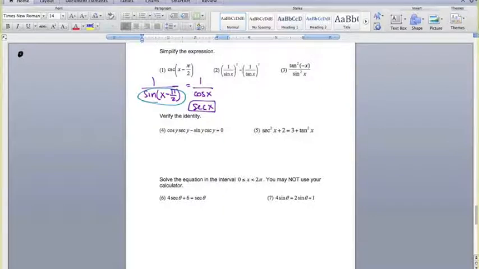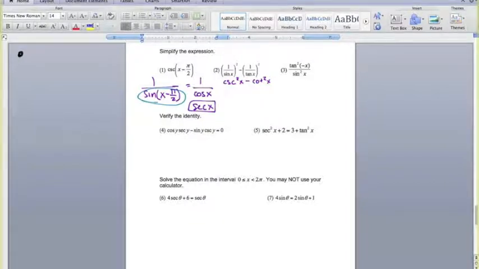Okay, number 2 has these fractions in there. Instead of having them as the fractions, I'm going to go ahead and flip them back to just making it a regular thing. So instead of 1 over sine, we can change that to cosecant, and there's a squared outside, which means this is cosecant squared. And the reciprocal of tangent is cotangent, and it's squared, so I can make that cotangent squared.